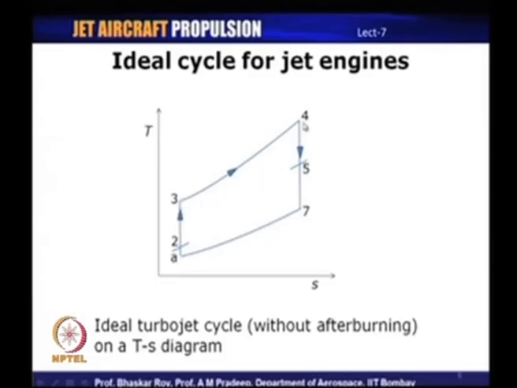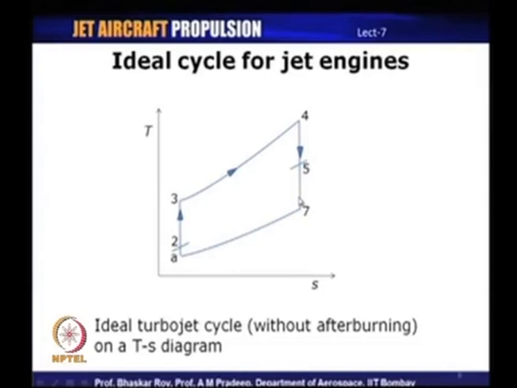And then between stations 3 and 4, we have the heat addition or the combustion process, and so in an ideal turbojet cycle, it is a constant pressure process. Between 4 and 7 is the expansion process, part of it is in the turbine, that is between 4 and 5, and between 5 and 7 is the nozzle, exhaust occurring through the nozzle. So, process between 4 to 7 is the expansion process.